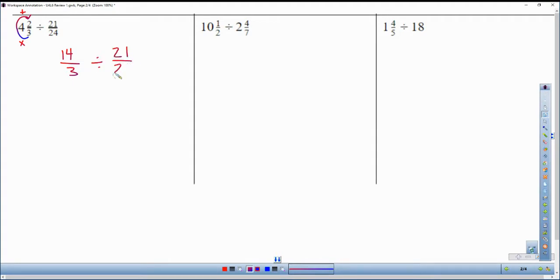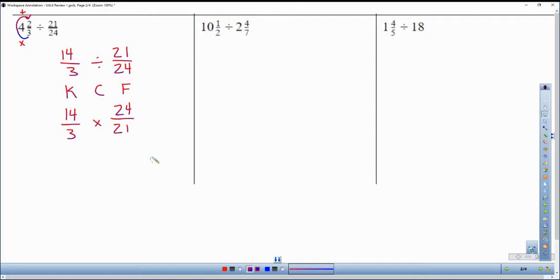So we're first going to write it as a division problem with two fractions. That's always the first step. Then we're going to keep, change, flip. Excuse me, we're going to keep that first fraction, change the division to multiplication, and flip that fraction. Next, we'll look to see if we can simplify.